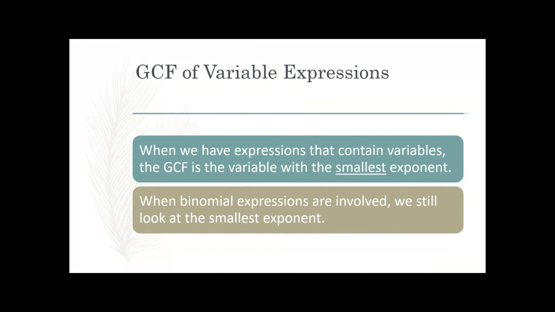When you have a binomial expression, which means that you have things in parentheses, and they're binomials, so they have two terms, you look at that parentheses as a grouping, and you still pick the one with the smallest exponent. So we're going to follow that rule. I have several examples.